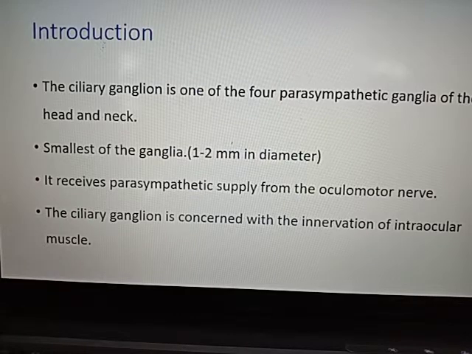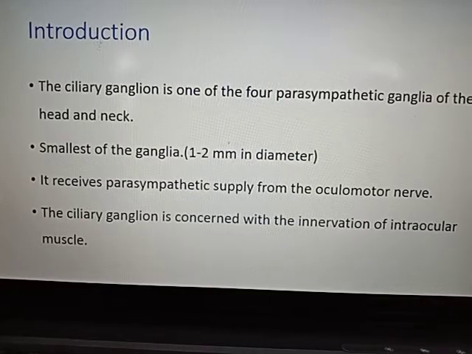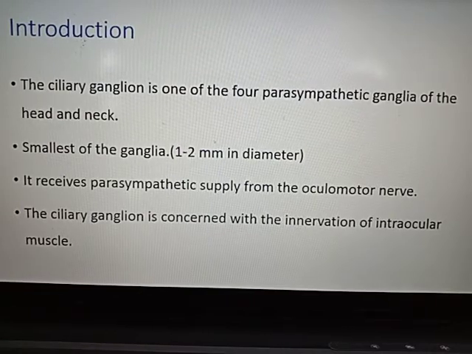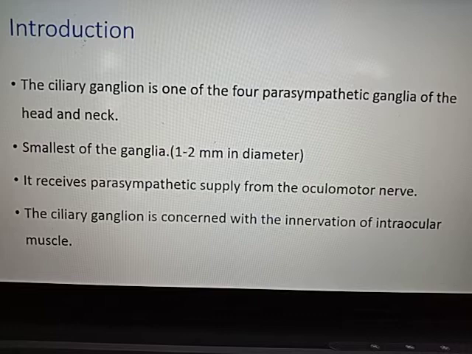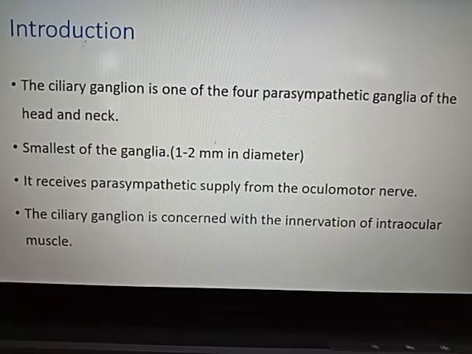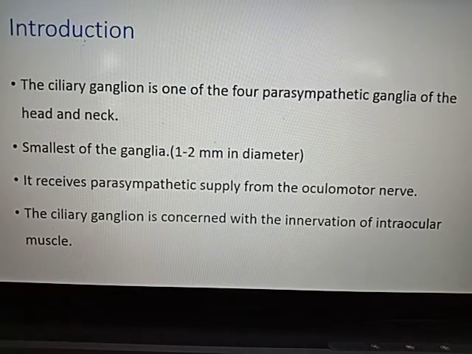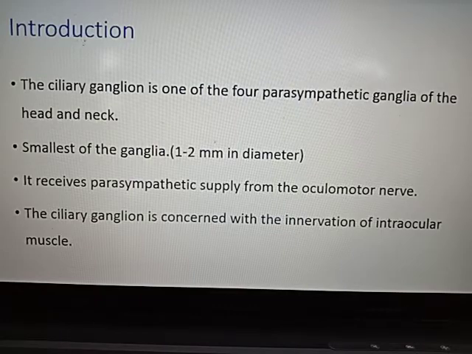The ciliary ganglion is one of the four parasympathetic ganglia of the head and neck. The other three parasympathetic ganglia are the otic ganglion, the sphenopalatine ganglion, and the submandibular ganglion. The ciliary ganglion is the smallest among these, and the diameter of this ganglion is 1 to 2 millimeters. It is irregular in shape and looks like a pinhead.